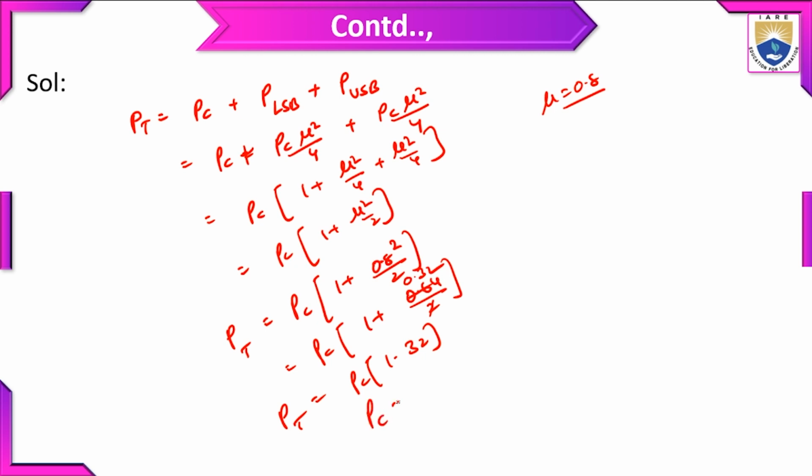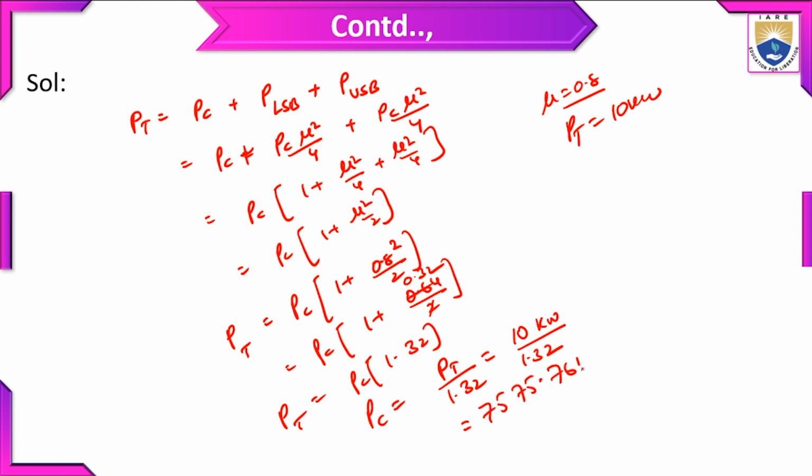So now required PC is PT divided by 1.32. So what is PT? PT is given as 10 kilowatt. So 10 kilowatt divided by 1.32. So by using calculator, we get the answer, that is 7575.76 watts. So this is my carrier power.